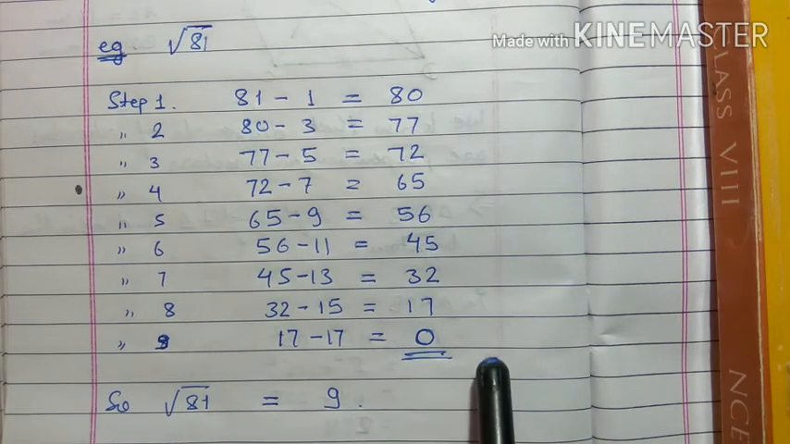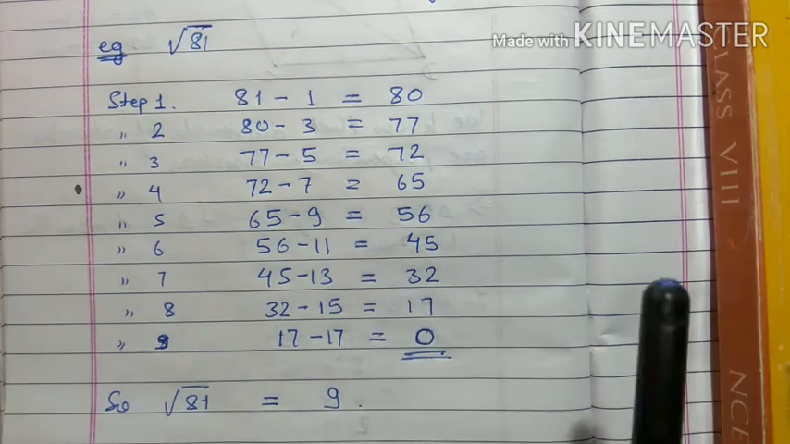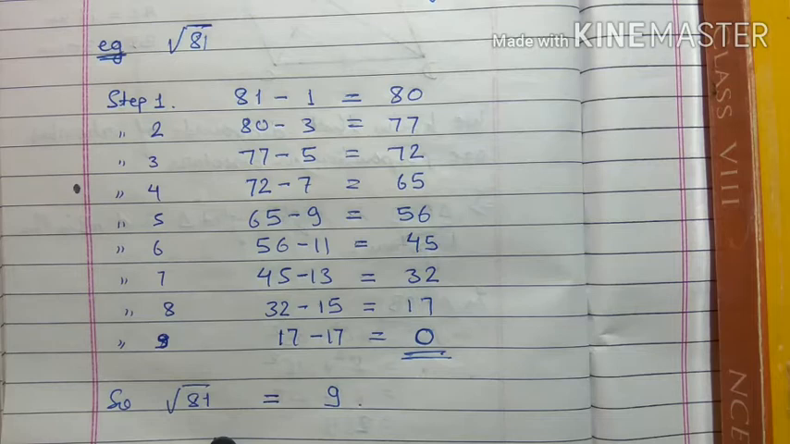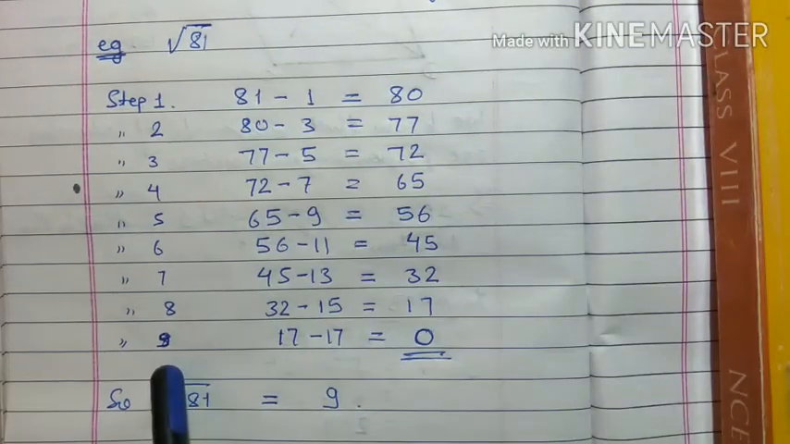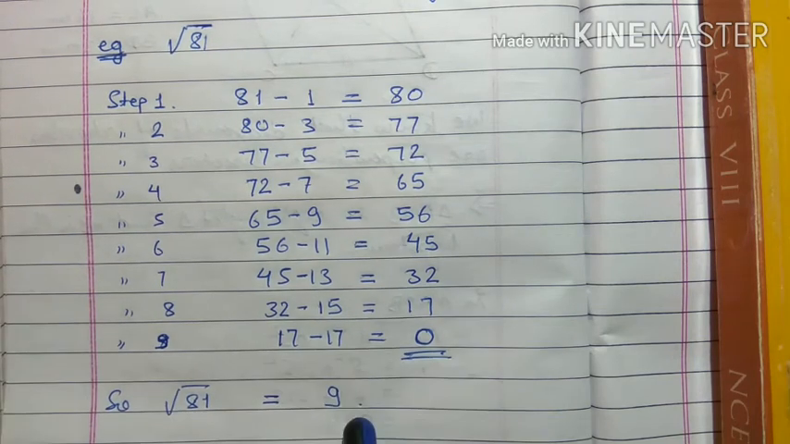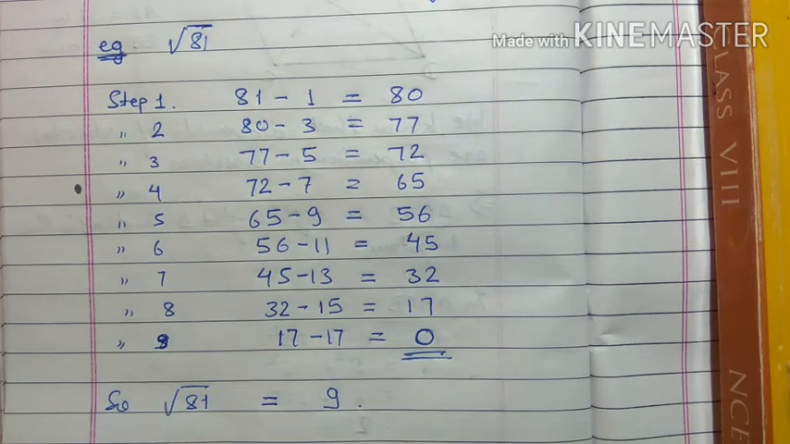So when we get 0, we stop, and this shows that 81 is a perfect square. The square root of 81 is given by the number of steps in which we get the final result 0. We used 9 steps, so the square root of 81 is 9. Like this you have to solve. Try this, given on page number 100, first and second question only. That means you have to check whether 121 is a perfect square or not, and then find the square root of 121.